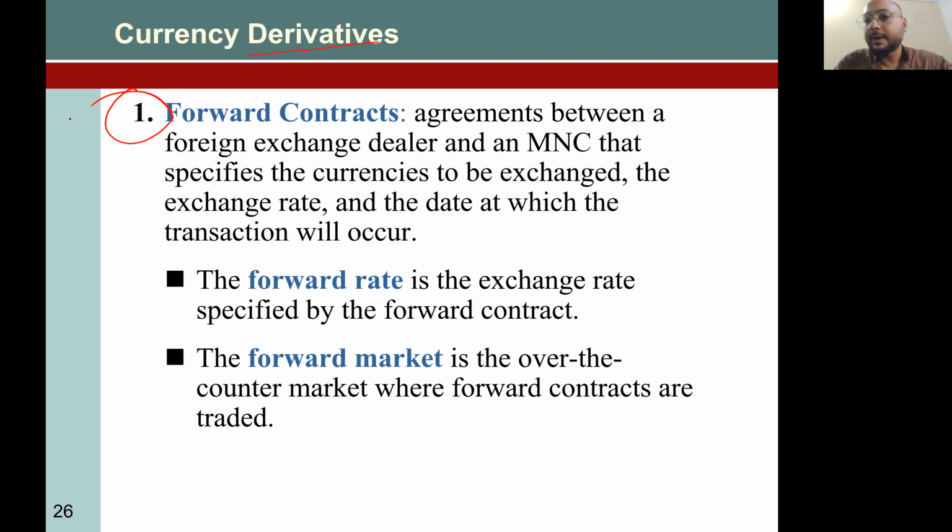Number one, forward contract. A forward contract is an agreement between a foreign exchange dealer and the MNC that specifies the currency to be exchanged, at an exchange rate, at a date on which the transaction will occur. So what is a forward exchange rate? It is an agreement between two parties. Of course, one is going to be the seller and one the buyer. In this case, if the MNC is going to buy, the MNC is the customer or buyer, and the one through which you are buying is called the dealer, or agent, or bank.